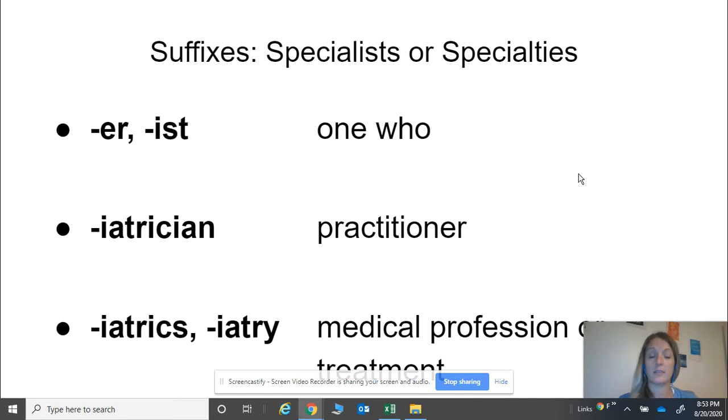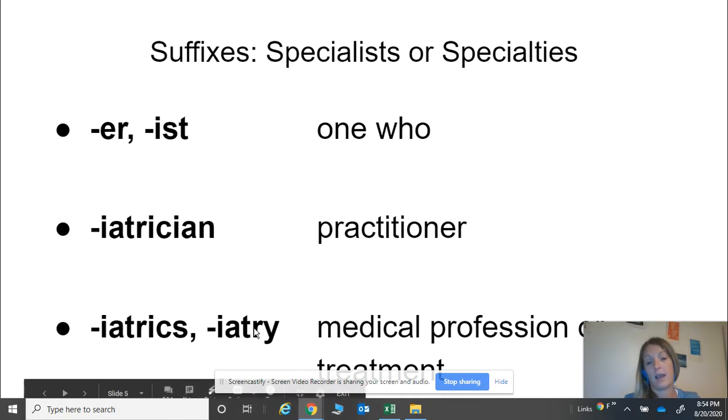So specialist is always going to end with the suffix er or ist, one who does something. A practitioner, meaning they've gone to medical school, is an iatrician. So you'll hear like pediatrician, or obstetrician. Iatrics and iatry is a medical profession, so it's like psychiatry. They went to medical school.